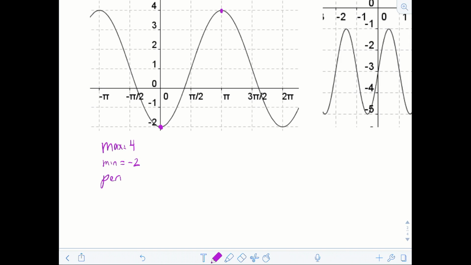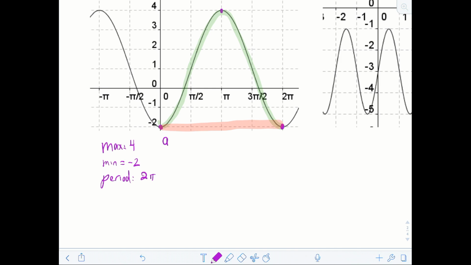And then I'm going to figure out where my period is, so where it repeats itself. So it comes up and it goes back down to its lowest point, and then after that specific section, from lowest point to lowest point, we can see that this distance right here across is going to be how many units long, and that distance is going to be 2 pi. So I'm going to write that as 2 pi.